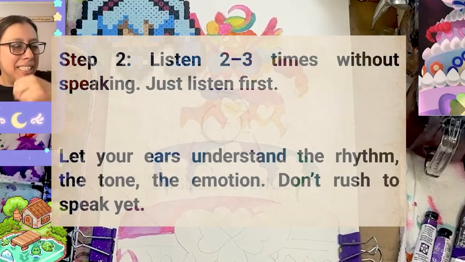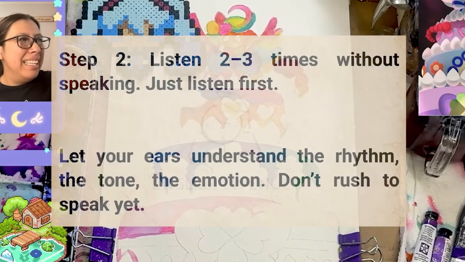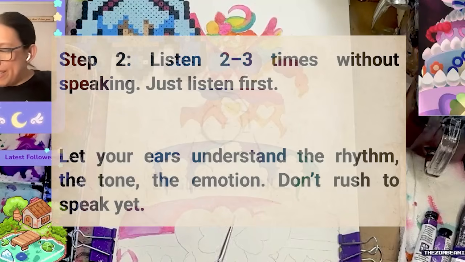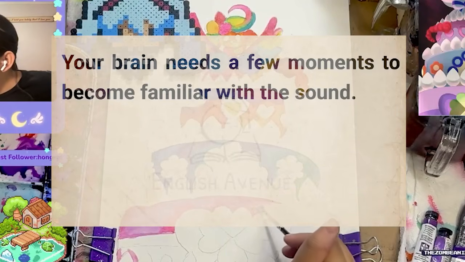Step 2. Listen 2 to 3 times without speaking. Just listen first. Let your ears understand the rhythm, the tone, the emotion. Don't rush to speak yet. Your brain needs a few moments to become familiar with the sound.